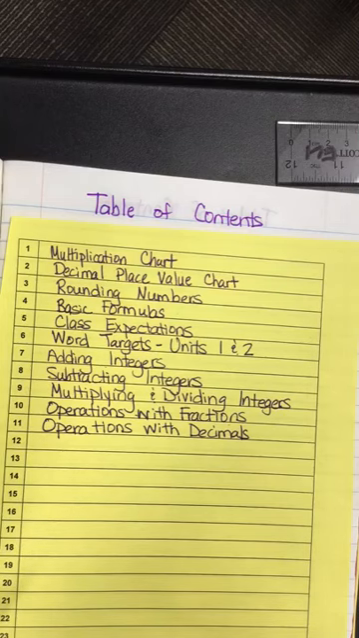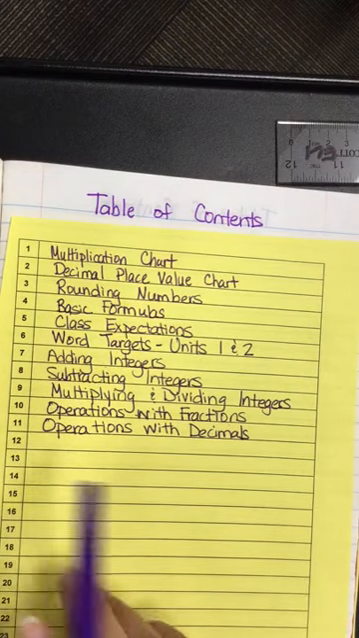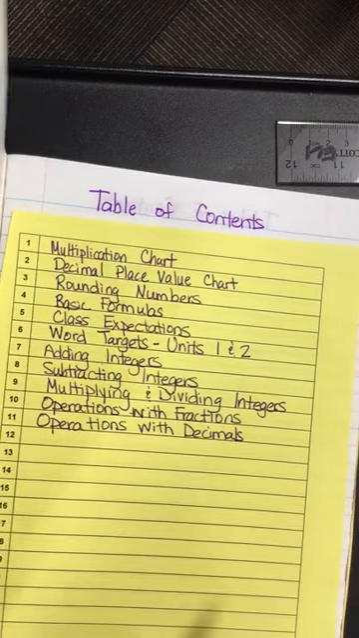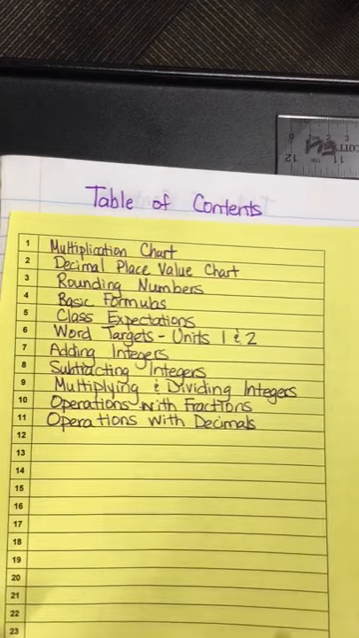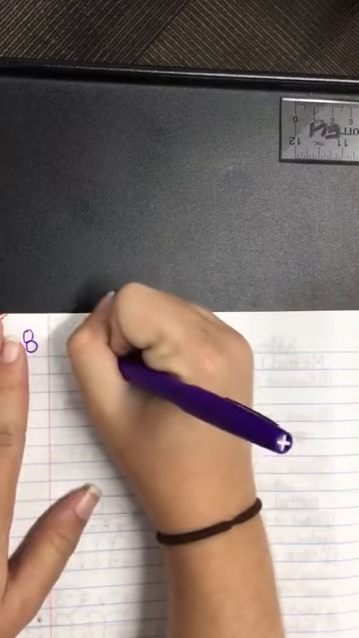All right, today we are starting on page 8. We're going to talk about subtracting integers. So go ahead and write subtracting integers in your table of contents next to page 8. And then we're going to turn to page 8. And the title at the top of page 8 is Subtracting Integers as well.